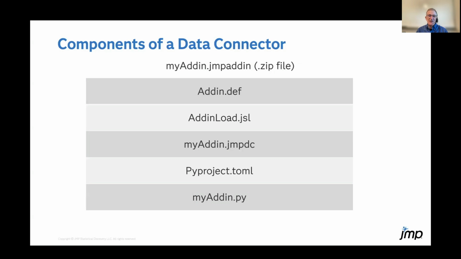The JMP.dc or data connector file is a unique identifier for your connector as well as the type of connector that it is. This PyProject file really just lists the dependencies that your connector has so the loader can put them in. Finally, and it doesn't have to be called myaddin.py, but there's a Python file that does the work of connecting to the interface and also connecting to the Python data source.